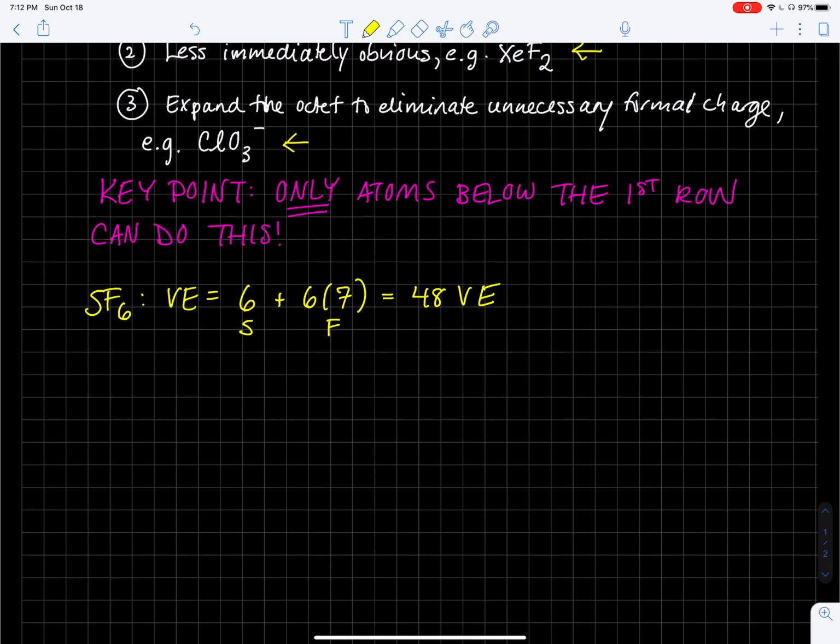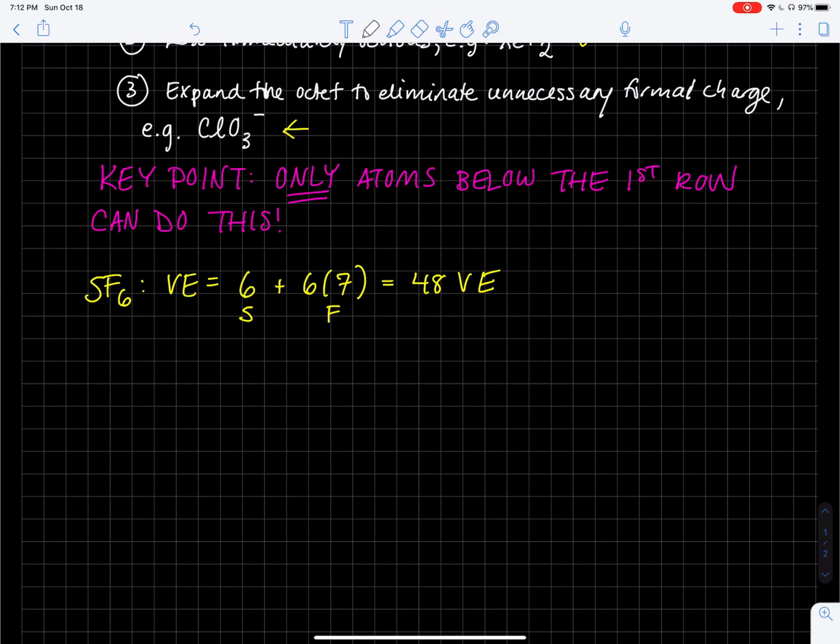Fluorine is always on the outside. It's the most electronegative element. So sulfur is less electronegative than fluorine. It has to go on the inside. So start my structure this way. And then I have 6 fluorines. They have to be on the outside. So I really have no choice but to put an expanded octet around sulfur.